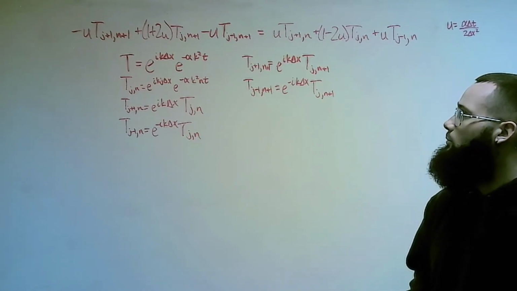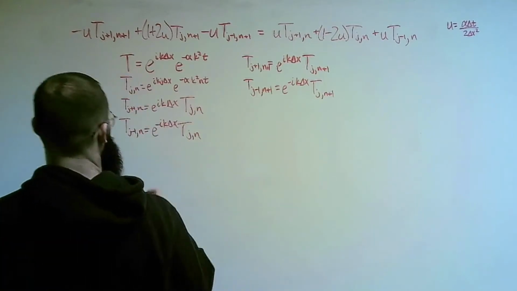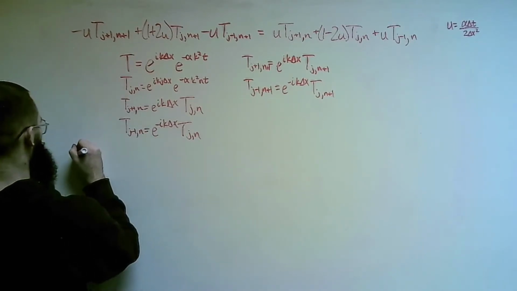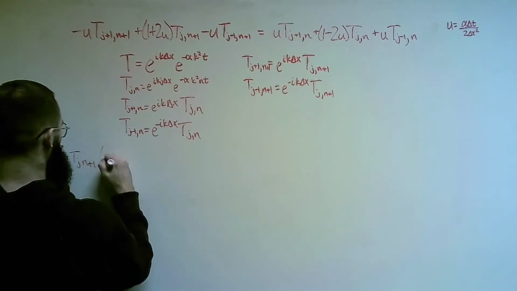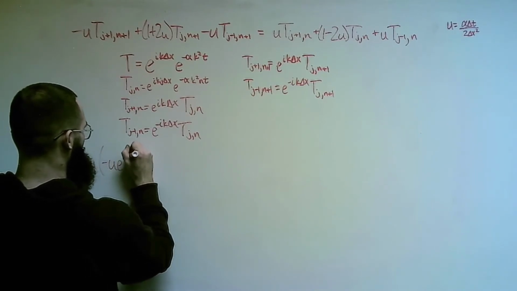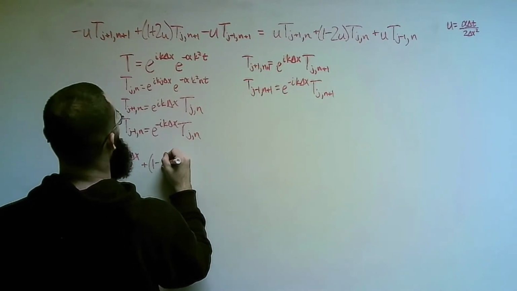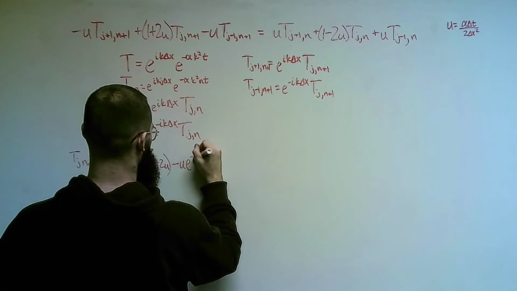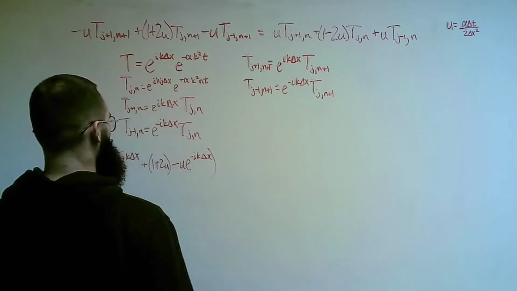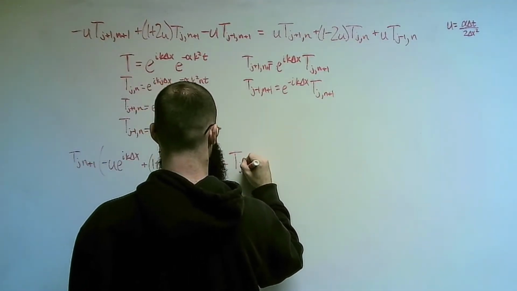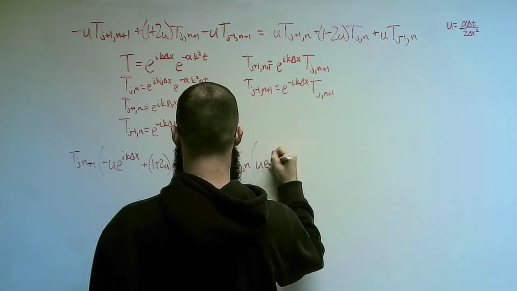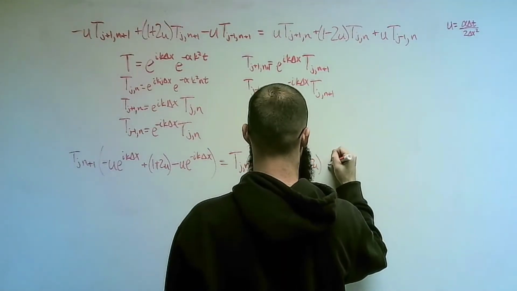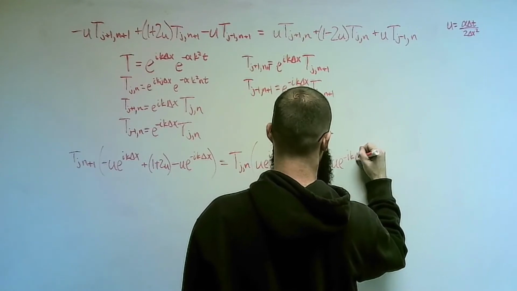So now that we have all these down to just 2 terms, we're going to plug them in up here. On this left side, we're going to factor out the T_j^{n+1}. That gives us T_j^{n+1} times negative u e^(i k Δx) plus 1 plus 2u minus u e^(-i k Δx). And this is going to be set equal to T_j^n times u e^(i k Δx) plus 1 minus 2u plus u e^(-i k Δx).